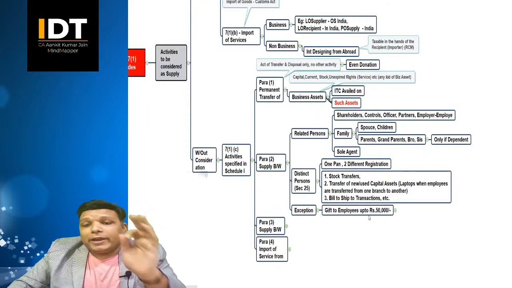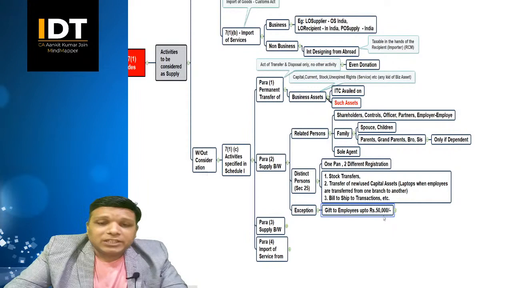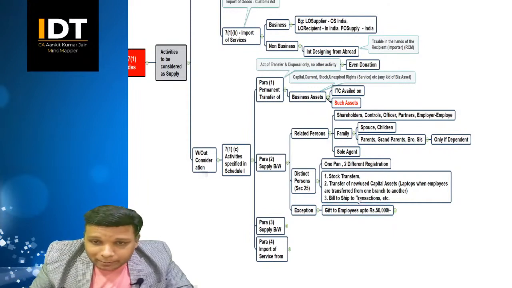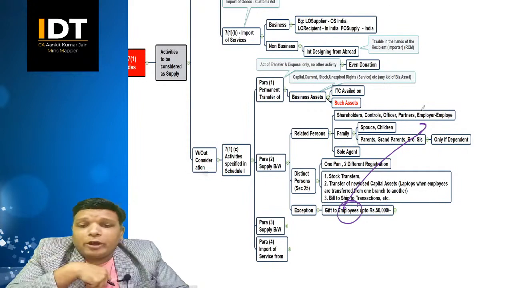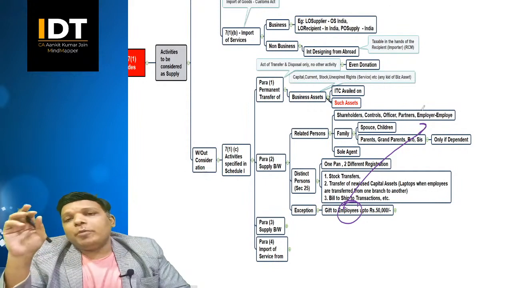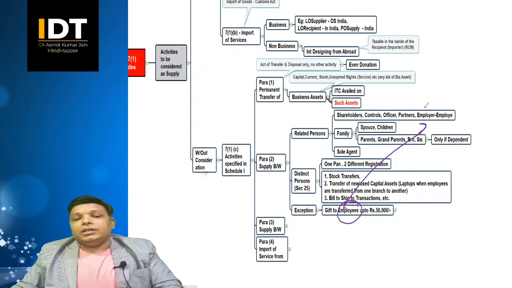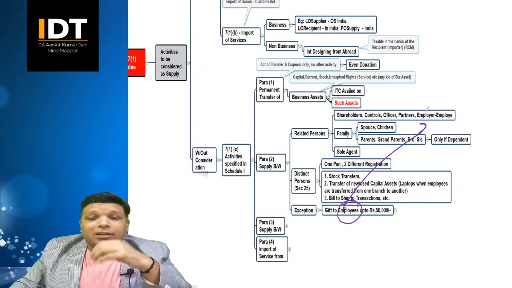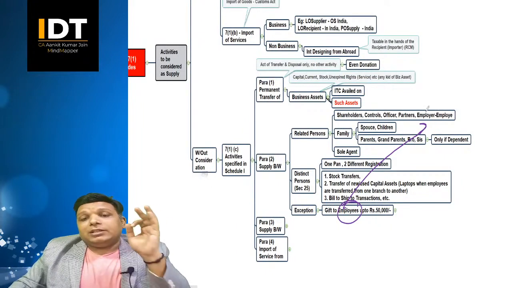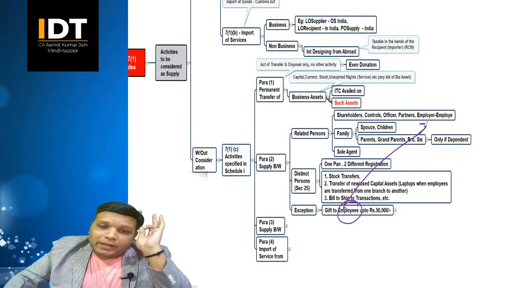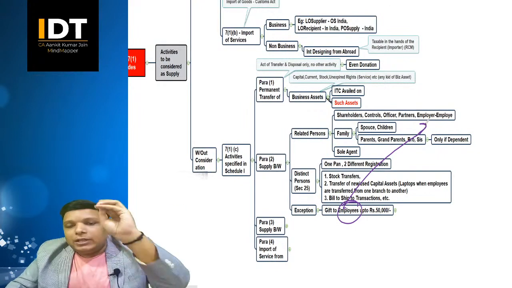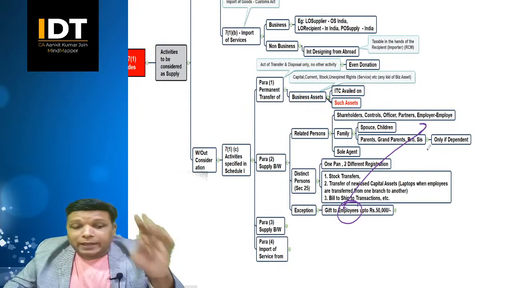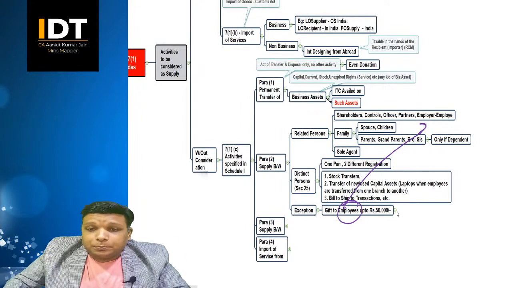Gift to employees up to 50,000 rupees. We have seen that employees are my what? Related parties, correct? Now if I as an employer am giving certain gift to my employee up to rupees 50,000, that is exempted, but over and above 50,000 rupees, that will fall under the scope of supply, correct है? That means up to 50,000 rupees अगर मैंने कोई गिफ्ट दिया मेरे employee को, that will not fall under the scope of supply. Now this 50,000 is what? 50,000 rupees is per employee, per annum, correct है?